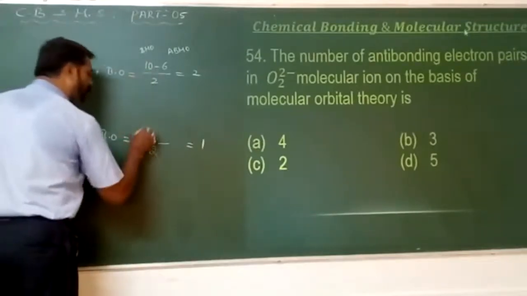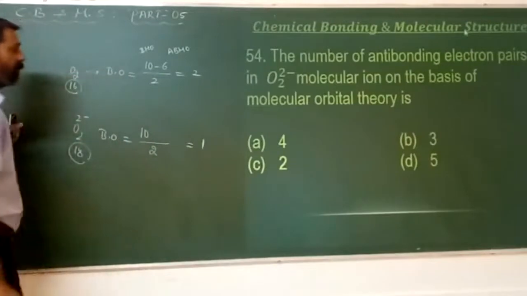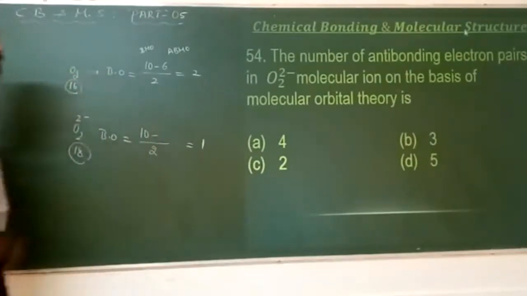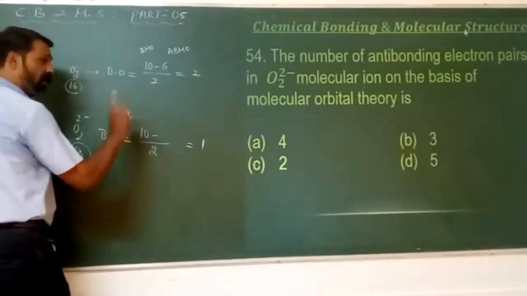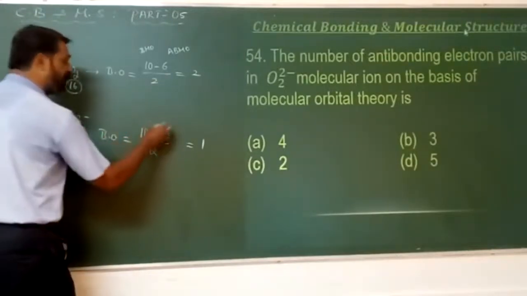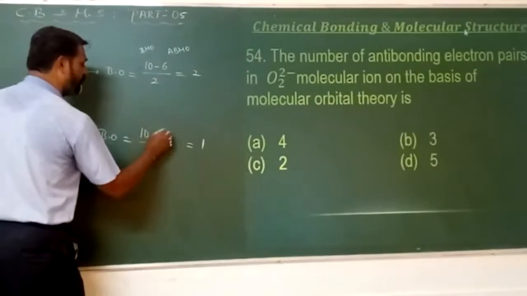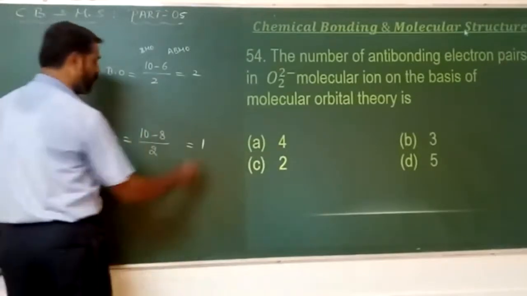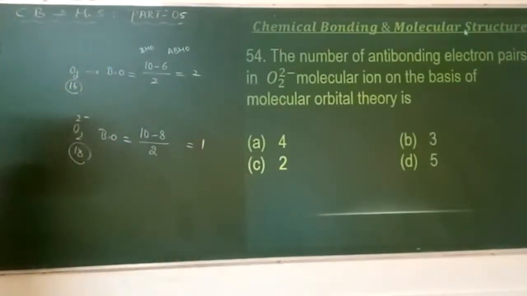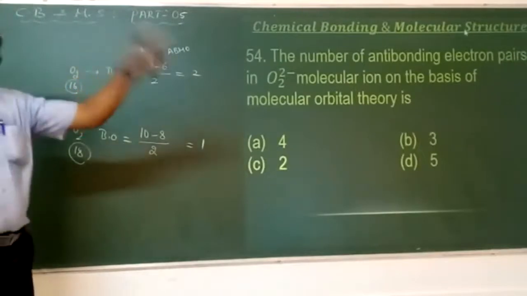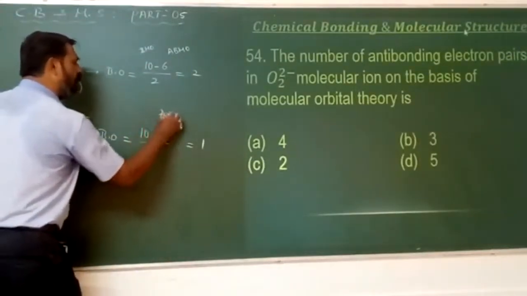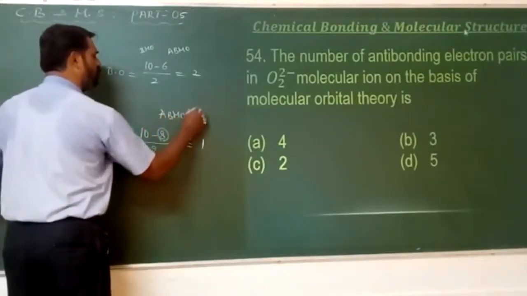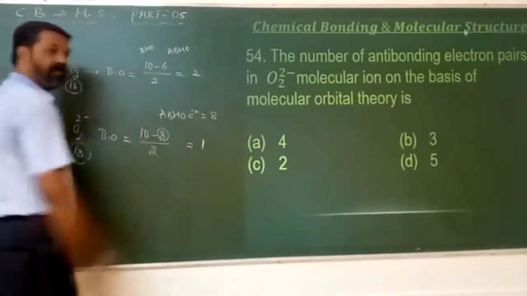So here, 10 is fixed. If you look at the bonding molecular orbitals, it is the same, but the antibonding electrons increase by 2, so instead of 6 it becomes 8. Therefore the bond order is equal to 1. So the number of antibonding electrons, ABMO electrons, is equal to 8.